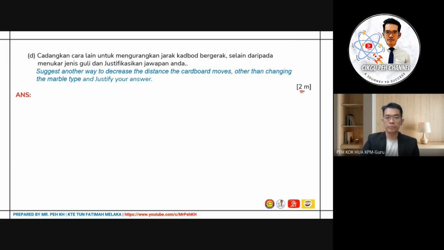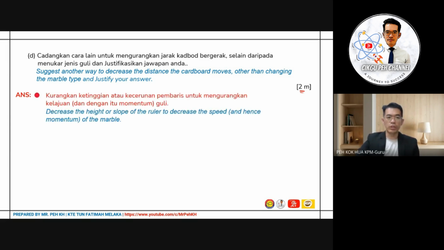Okay, so first suggestion here: decrease the height or slope of the ruler. So this is the way you do, first mark. Then explain or justify your answer. Because when we decrease the height, so that means this is a book, so the height decreases already. So that means the distance here we reduce. So the speed of the marbles going down will decrease. Hence the momentum will decrease also. So this is the reason.